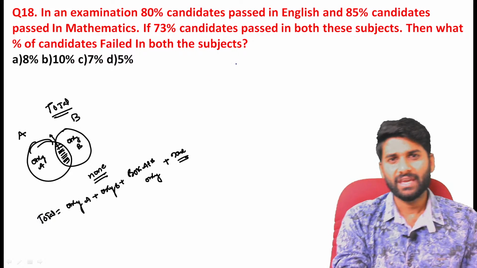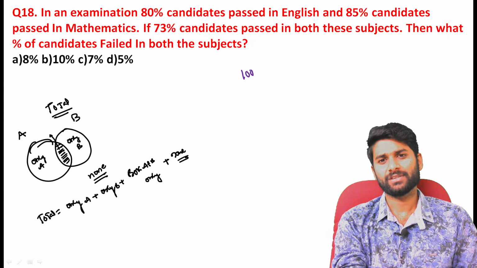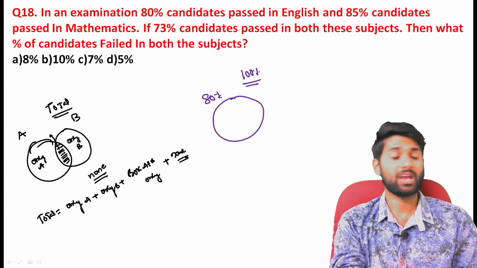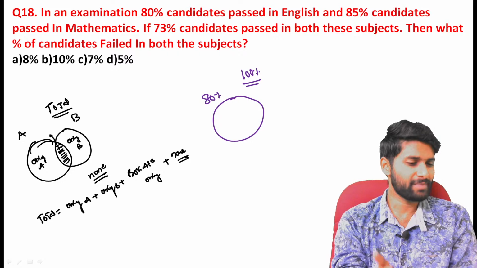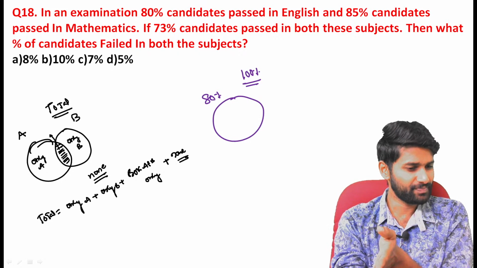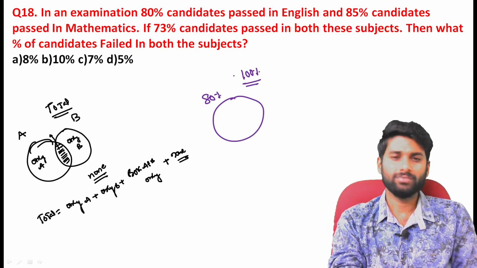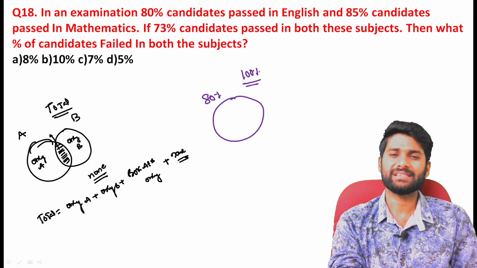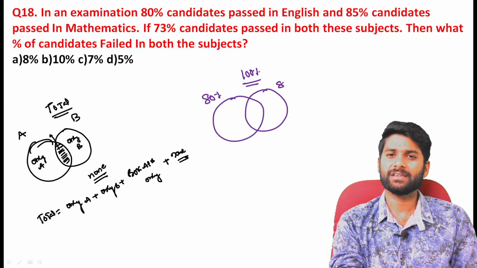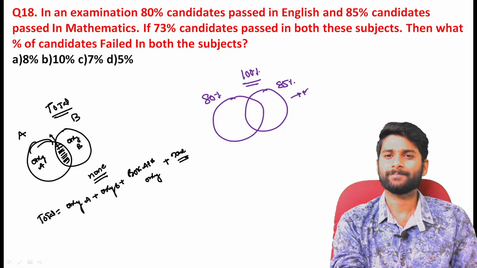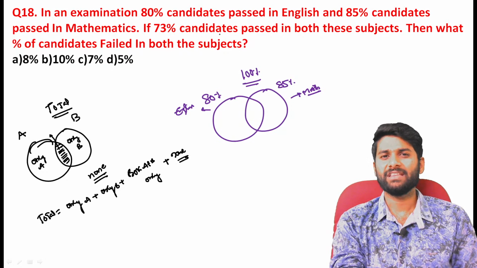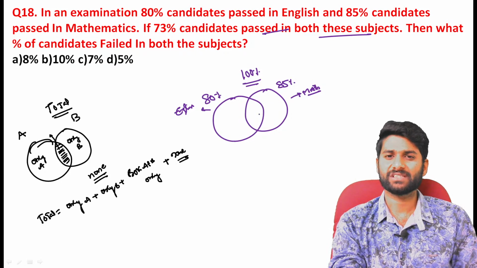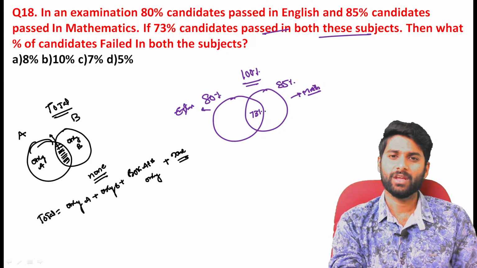Now just go through that. In an examination, we have 100% of students. Now 80% of candidates, 80%, they are not mentioned as only. If it is mentioned only, you can take it as the inward value. Now 80% of candidates passed in English, 85% of students passed in mathematics. Now 73% of candidates passed in both the subjects. 73% means the inward value.